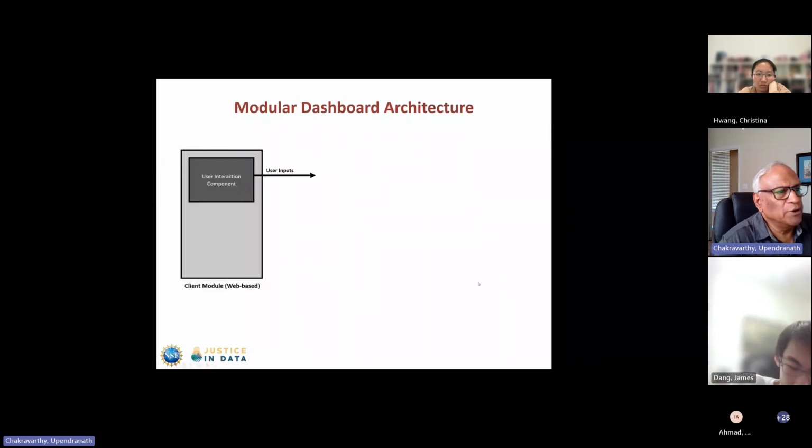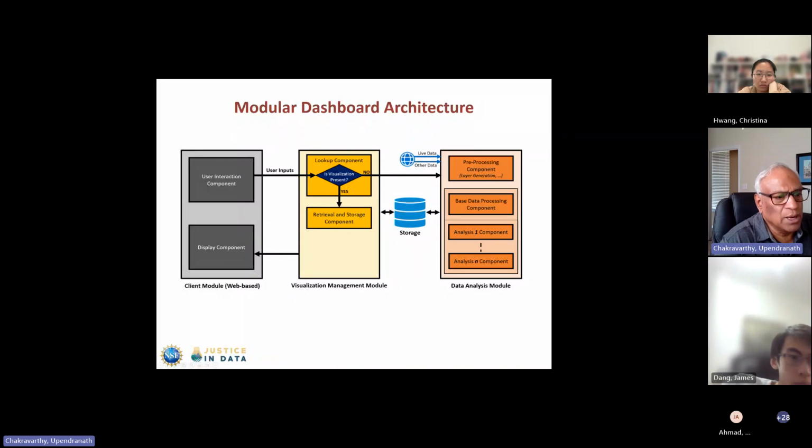We also wanted to make sure that the dashboard architecture is modular. In other words, it's easy to extend and add things. At the client level, what the user sees is the user interaction component and display. That's all you see at the client end. At the back end, you have pre-processing, layer generation for our analysis, base data processing, and analysis one. You can add additional analysis components as you progress. So building this architecture in a modular way is extremely important.